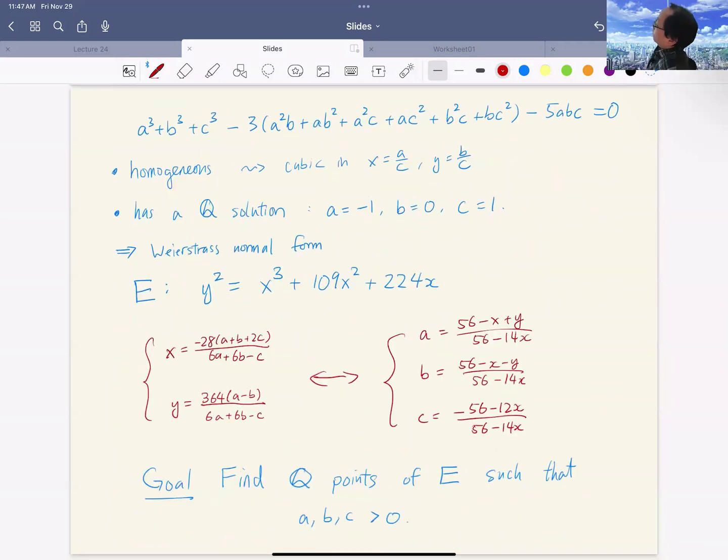And because everything is homogeneous, everything is degree-free, we can rescale by C to get back a generic cubic. And it also has a rational point, just a equals -1, b equals 0, c equals 1 is a rational point. And this point is bad.